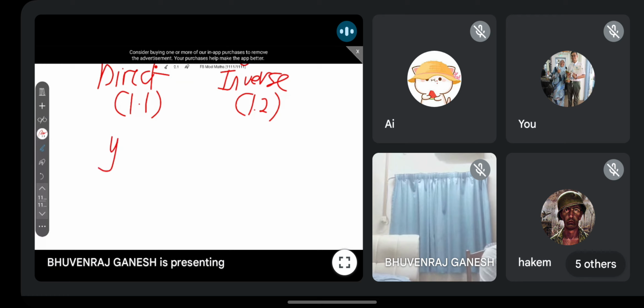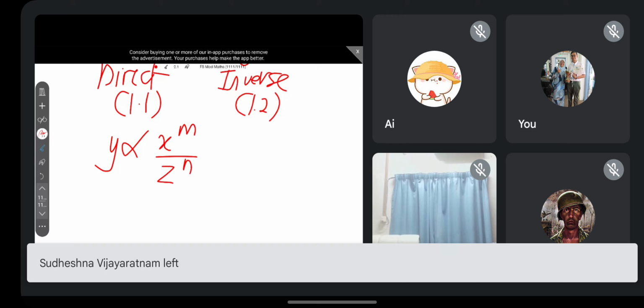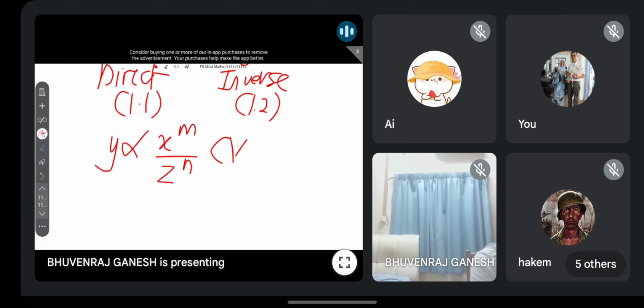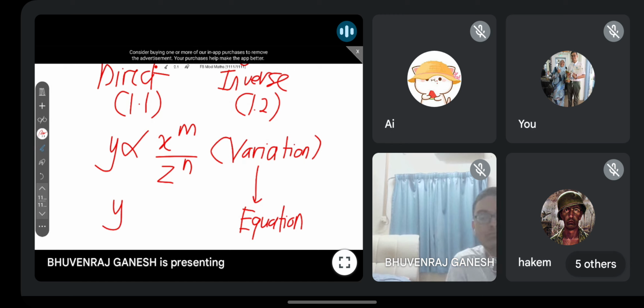So let's say you got something like this. This one is what we call the variation form. So guys, if I want to convert it to an equation, what should I do? Can you all tell me? What will happen if I want to convert variation to equation? Anyone? Try. You will put equals, correct?